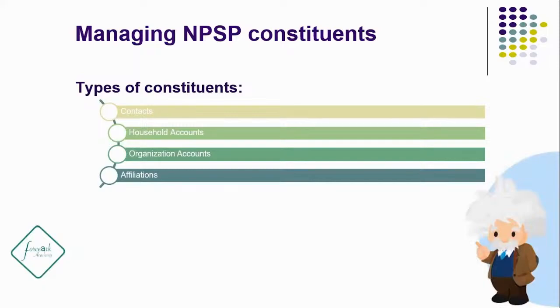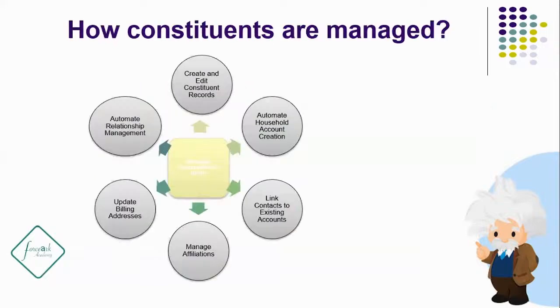Why are constituents managed in NPSP or Nonprofit Cloud? It allows you to manage various types of constituents, including contacts, household accounts, organization accounts, and affiliations. Contacts are the individuals with a relationship to your organization. Household accounts are groups of contacts that live together or belong to the same family. Organization accounts are the groups of contacts that share a common association, such as employees of a company. Affiliations are the connections between contacts and organization accounts.